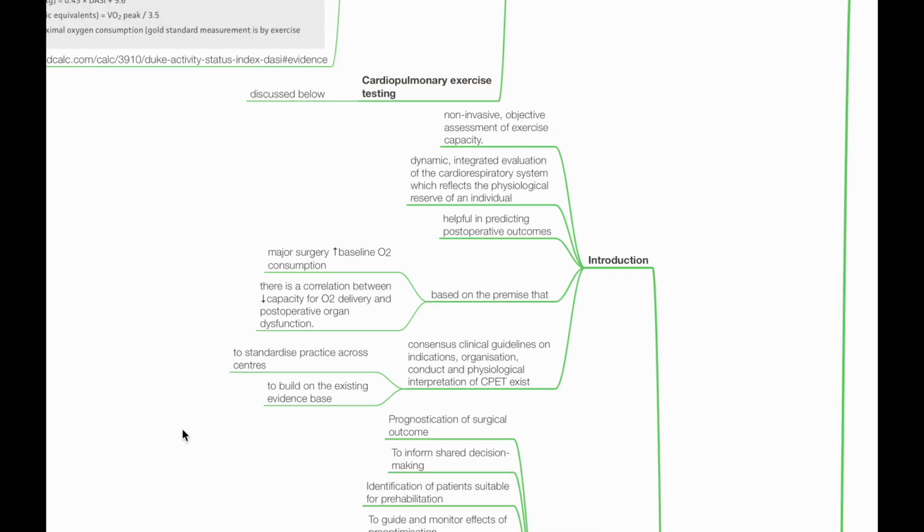CPET. This is a non-invasive objective assessment of exercise capacity. It is a dynamic integrated evaluation of the cardiorespiratory system which reflects the physiological reserve of an individual. It is helpful in predicting post-op outcomes. It is based on the premise that major surgery increases baseline oxygen consumption, and there is a correlation between reduced capacity for oxygen delivery and post-op organ dysfunction. Consensus clinical guidelines on indications, organization, conduct, and physiological interpretation of CPET exist.